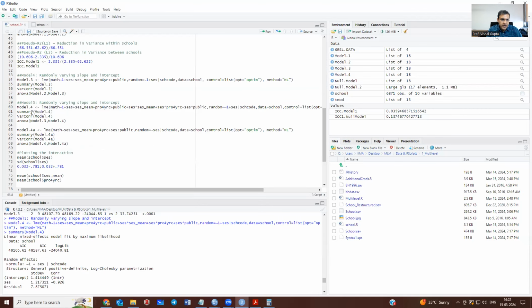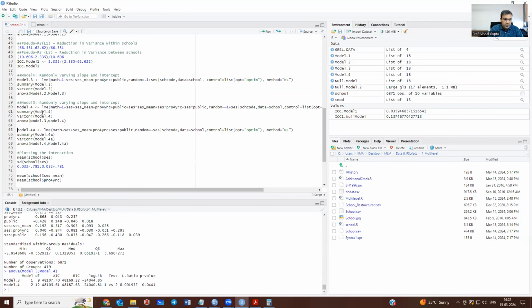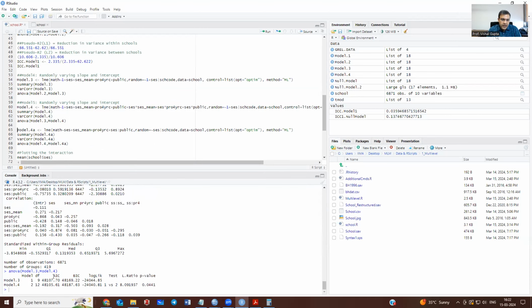So I check this now. I compared this with our previous model where we did not have any interaction terms. Model 3 did not have any interaction term. You see it comes out to be significant. So this model is significantly different, and you see the degrees of freedom, it is 12, not 11. 8 plus 3 plus 1. So degree of freedom is 12.